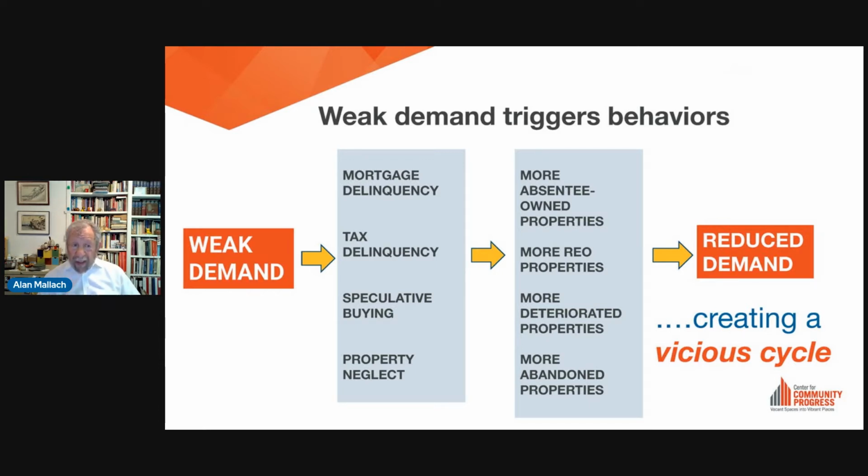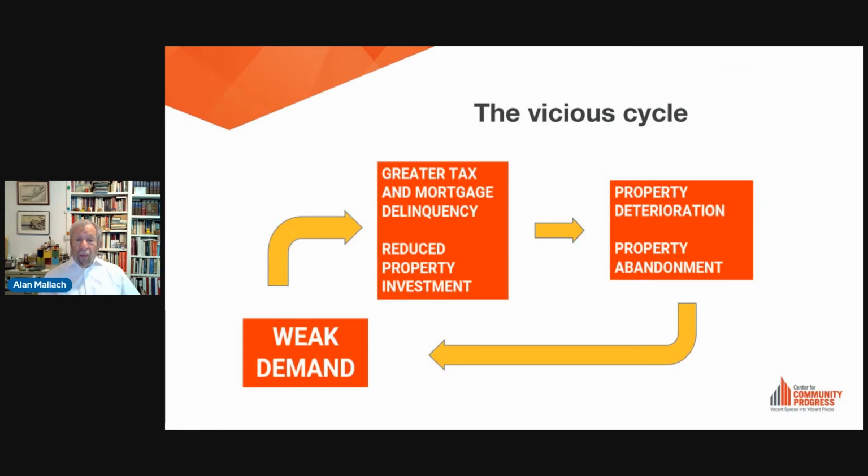So you'll see more deteriorated properties, which means, again, they're not likely to sell. And then, of course, more abandoned properties. And this is where the vicious cycle I mentioned this morning comes in. Next slide, please. So as investment declines, tax and mortgage delinquency increases, properties deteriorate, they're abandoned. That further dampens demand and further creates still more mortgage and tax delinquency, deferred maintenance, deterioration, abandonment. So it goes around and around.